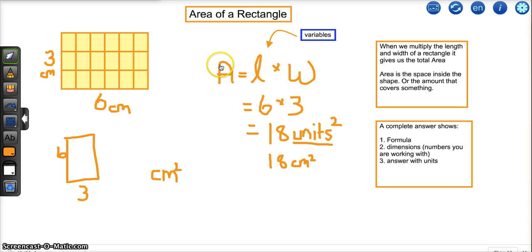When we have letters, we call these variables. And what that means is, depending on the shape, it could be a different number. So it's not always the same number depending on what you're looking at. The length of your table is different than the length of your cupboard door. So variables are letters that can change.